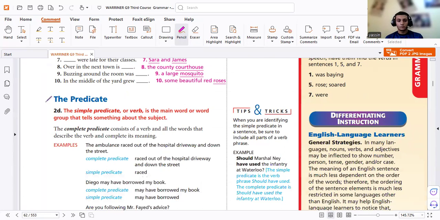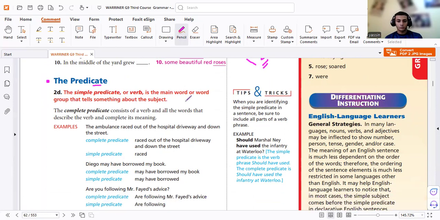Now we need to know about the predicate. What is the verb in English? The problem in the predicate is that you must memorize the 12 tenses in English. Present simple tense, future tense, all of them. And of course, you will have notes about it.